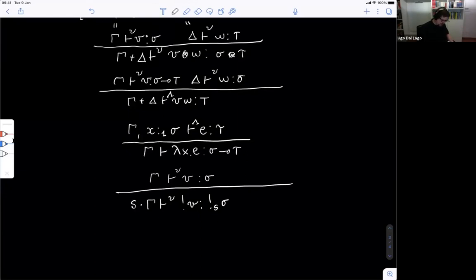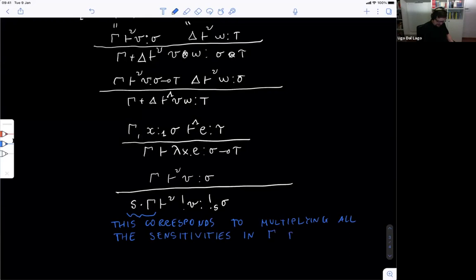So this operation of multiplying all the sensitivities in gamma by S. And of course, this raises the issue of what it means to multiply an infinite sensitivity by zero, or a zero sensitivity by infinity. In the notes, you find all the details. Unfortunately, I don't have time to take a look at these details.